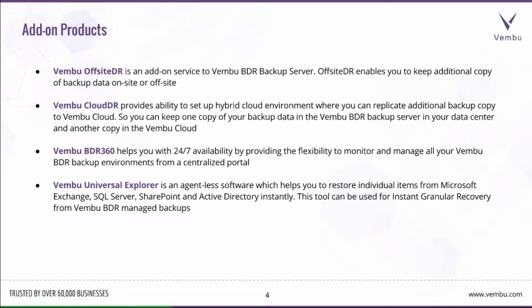And Vembu BDR 360 helps you with better manageability of your servers. It's a 24/7 manageability tool where you can manage and monitor multiple BDR servers with one single centralized portal called Vembu BDR 360. Vembu Universal Explorer is an agentless software that helps you do granular restore of applications like Exchange, SQL, SharePoint, Active Directory, etc. Let's say if it is Exchange, you can even narrow down to a mail level restore. If it is SQL, you can even narrow down to a database level restore with this Universal Explorer.